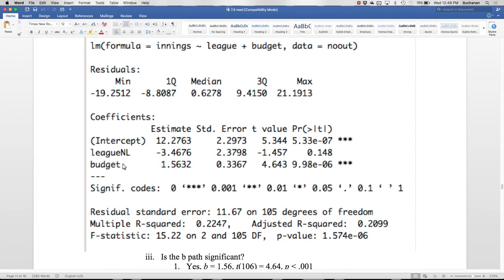This is B and C prime, but let's look at B first. So that's budget here. It's positive. So the more money you have, the more pitching relief you can have. So B equals 1.56. T is 105 for this last step, because now I got two variables. 4.64. P is less than 0.001. That overall model is significant.